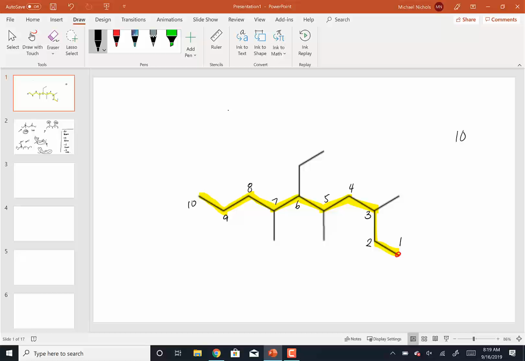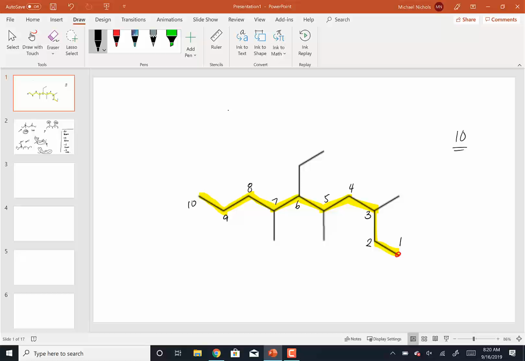But one of the things that you can make a mistake on here is that you forget a number. So when you find the 10-carbon longest chain, make sure your numbers go from 1 to 10 so that you don't skip a number. All right, so we go 1 to 10. So we found our longest chain, and we've numbered from the end closest to the first substituent.